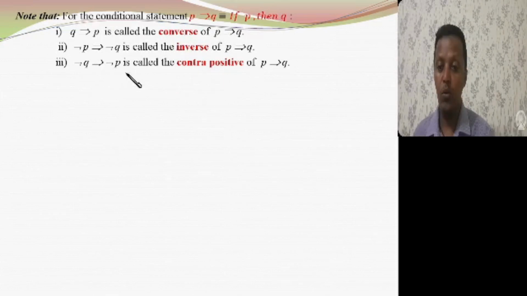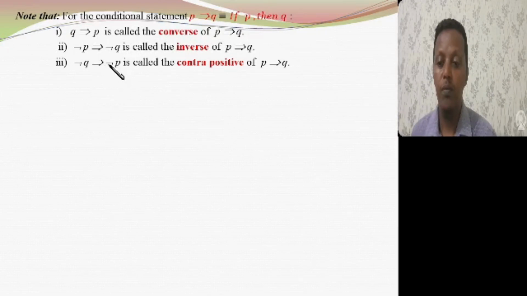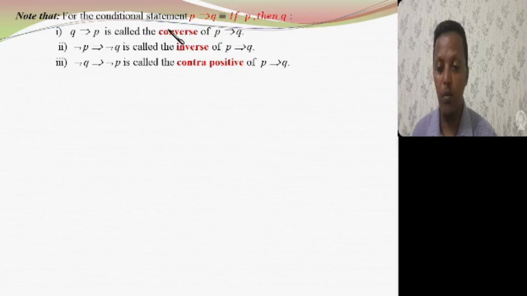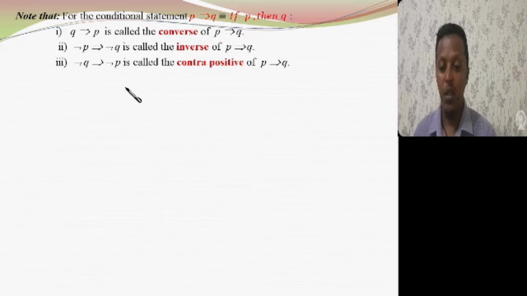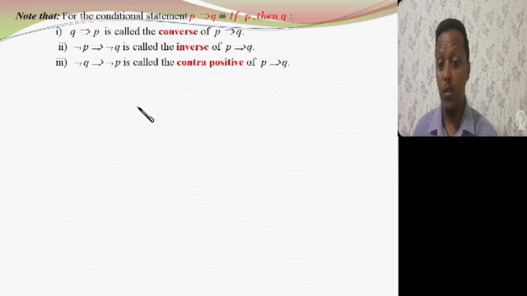Now in lesson 2, we will see this contrapositive, negation Q implies negation P, is equivalent to P implies Q. Equivalent means if P implies Q is true, negation Q implies negation P is also true. If P implies Q is false, negation Q implies negation P is also what? False. They are equivalent.